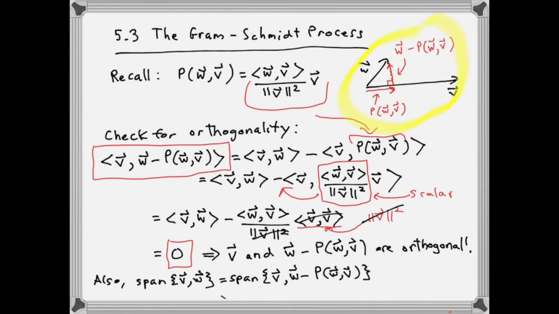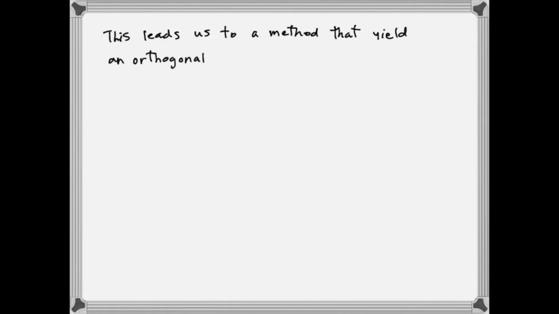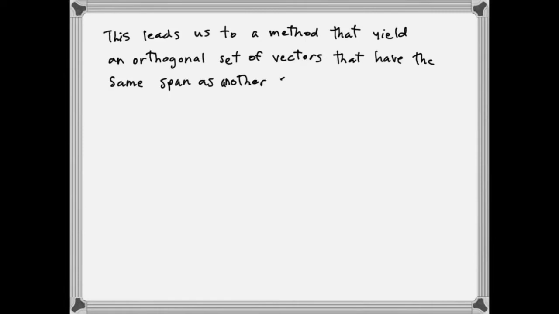In other words, what have we done? This leads us to a method that yields an orthogonal set of vectors that have the same span as another set of vectors.